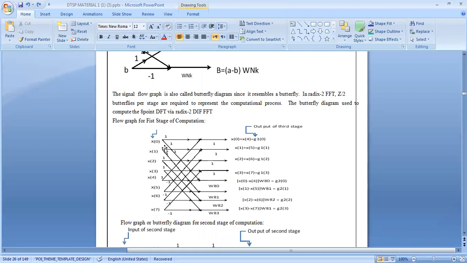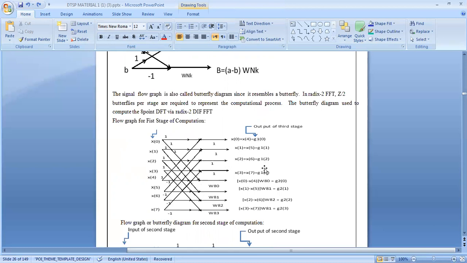So x of 0 will be combined. One more thing, the input will be in normal order in the case of DIF, whereas in the case of DIT it has to be in bit reverse order. So we will be combining x of 0 with 4, 1 with 5, 2 with 6 and 3 with 7, and we will be multiplying with the phase factor.